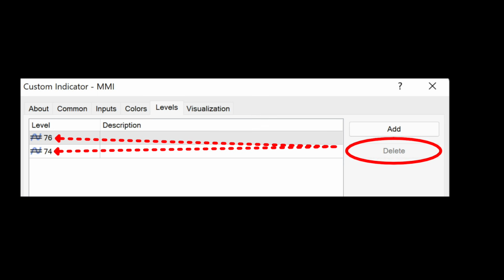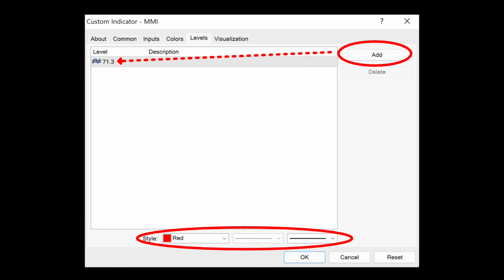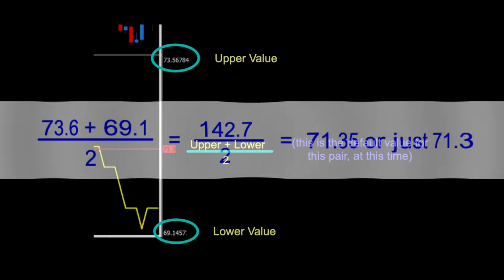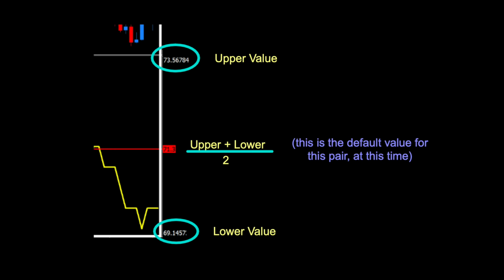Open up the settings menu on the chart. There are two levels, overbought and oversold. Since we don't use them, just delete them and add 71.3. We'll color it red for ease of visibility. To find the middle number, just follow the simple formula. Note the upper and lower limit numbers on the chart. The top one is 73 and some change, and the bottom is 69 and some change. If you're not sure where to find them, use this as a guide. Once you see where the numbers come from, you're all set.